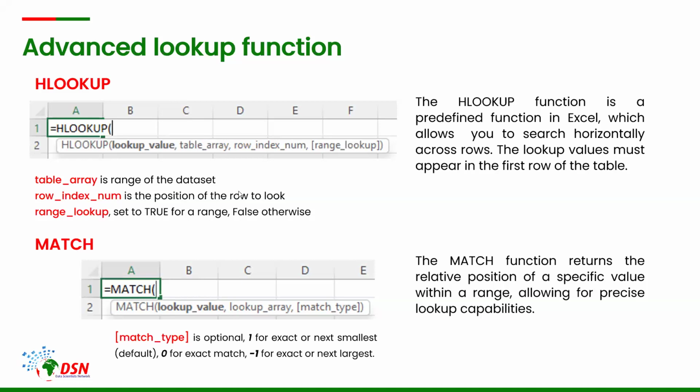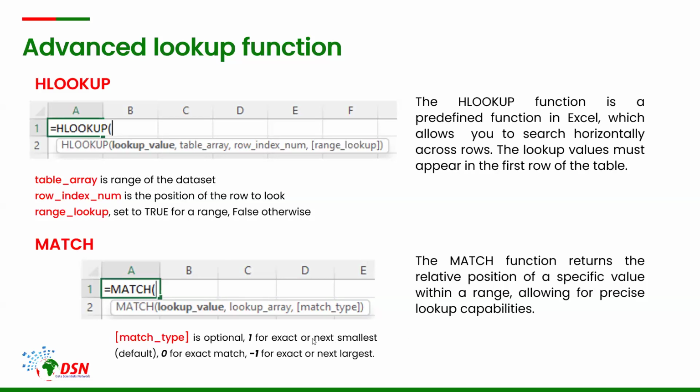Let's move to the match function. The match function returns the relative position of a specific value within a range, allowing a precise lookup. So this is more precise. When you put in your lookup value and your lookup range, it will return the position index, that is the position number that your value is occupying. If it is occupying row 4, match will return row 4. If it is occupying row 5, match will return row 5.